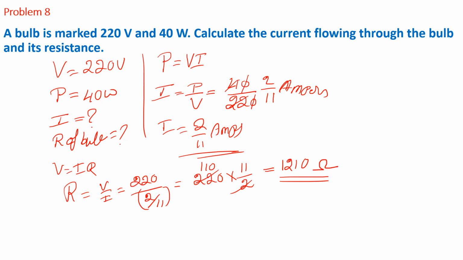So required answers are current flowing is 2 by 11 amps and the resistance of the bulb is 1210 ohms. That is the answer. Thank you.